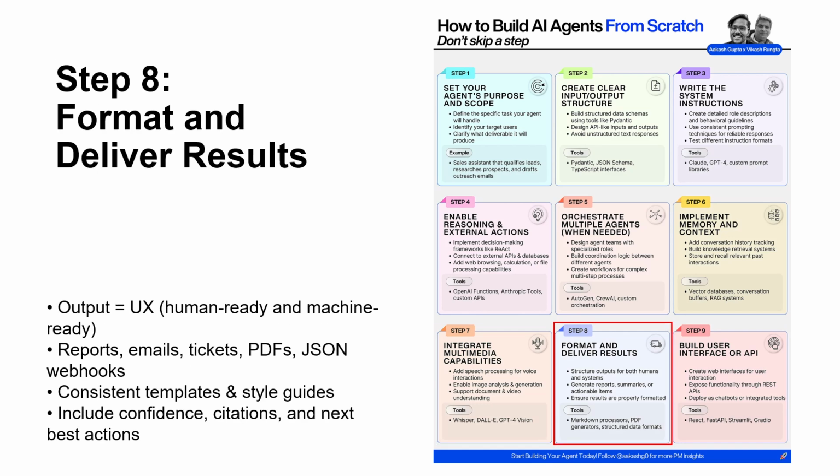The AI agent's output is the product experience. Render polished artifacts, emails, tickets, or reports with consistent templates, plus a JSON payload for automation. Add confidence scores, citations, and recommended next steps. That's how you will build trust and keep humans and systems in sync.